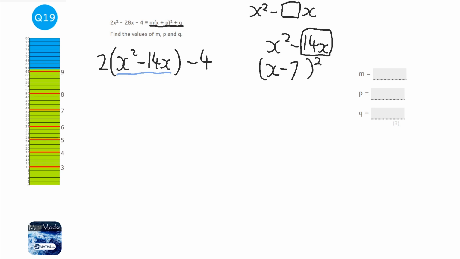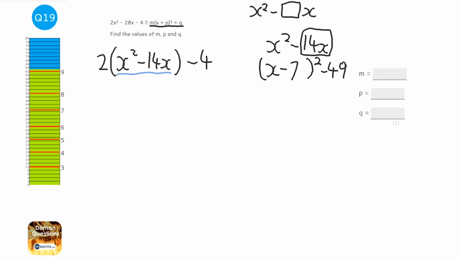49. Now we need the x squared, we need the minus 7x minus 7x to get the minus 14x, but we want to get rid of the plus 49 that it generates. So we need to take away 49 from it. And that's it. That's completing the square. Okay.